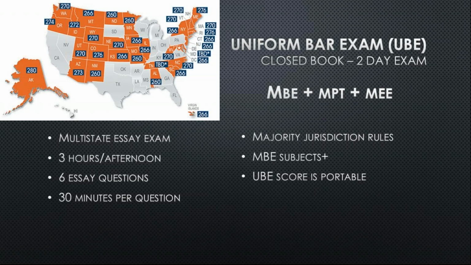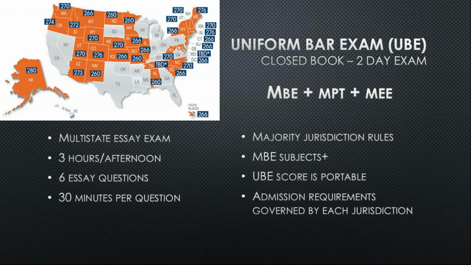But I caution you to please check the requirements because your UBE score can expire. Typically, the score is good anywhere between 3 to 5 years after you've taken it. But because each jurisdiction controls the admission requirements, you have to understand what those are. In addition, there may be additional requirements beyond taking the UBE that you will need to fulfill in order to be admitted to practice law in a UBE jurisdiction.